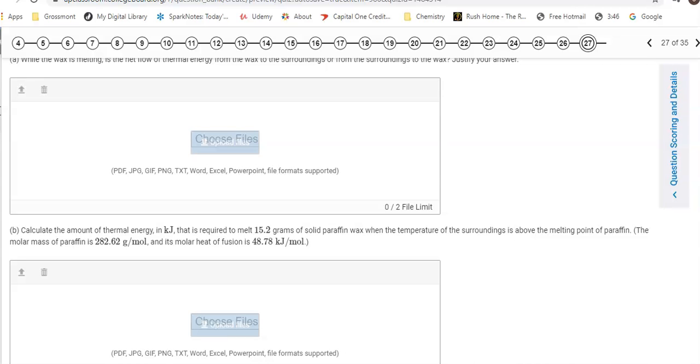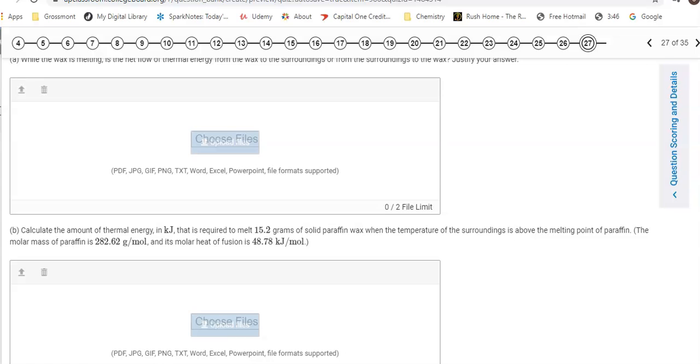That is required to melt 15.2 grams of solid paraffin wax when the temperature of the surrounding is above the melting point of paraffin. The molar mass of paraffin, they give you that, and the molar heat of fusion. So what you're trying to do is get the amount of kilojoules, and they give you two numbers there. Let's just approach this conceptually.